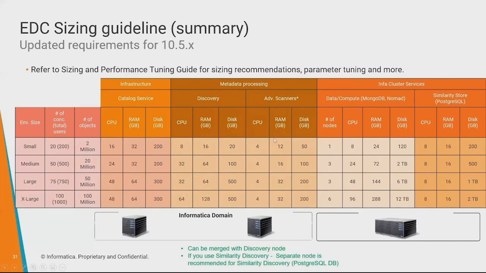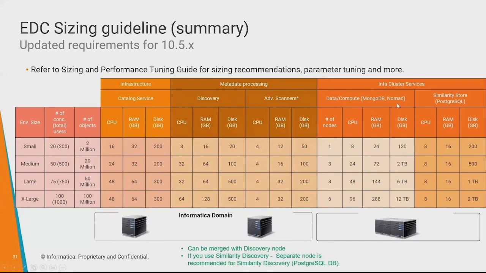Now, if you are using advanced scanner as well, that is also something we have to scope for while coming up with an EDC server sizing. So 4 CPU, 12 GB RAM, and 50 GB disk is something we have to keep for advanced scanner as well. And based on the number of scanners, this might scale up. But let's suppose you're not going to be running advanced scanner every now and then, and it's just one advanced scanner or 1 to 2, then this size would suffice.